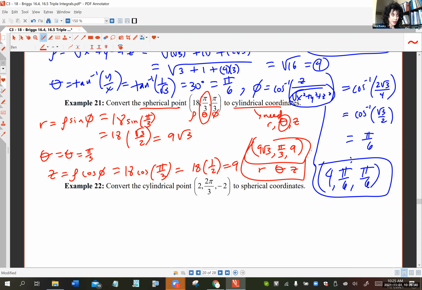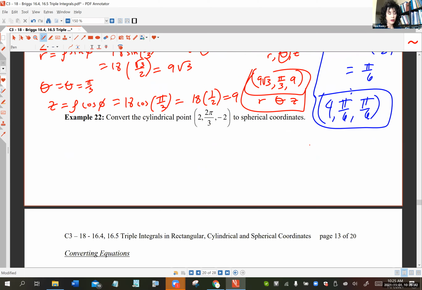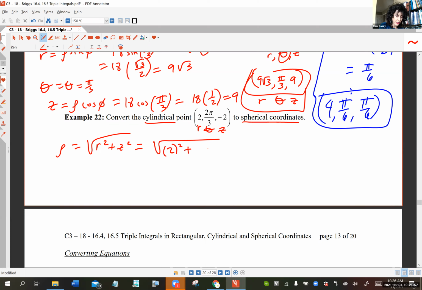Okay, and we'll just go backwards now. We want to convert this r theta z, this cylindrical, to spherical. So rho is equal to the square root of r squared plus z squared. So that's the square root of 2 squared plus negative 2 squared, but that's the square root of 4 plus 4, square root of 8, 2 root 2. Theta is just itself, 2 pi thirds.